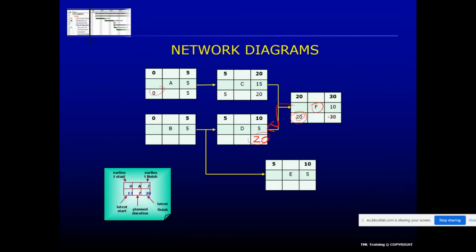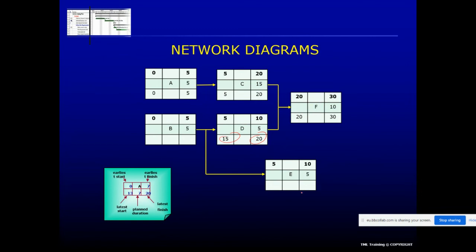It could start on day 20 and go through to day 30, and we still finished on time. 20 minus 5 becomes 15. Now we can't work out B yet because B feeds into D and E, and because we're working backwards, we must first work out E. Let me just fill that in. We've got these filled in now.